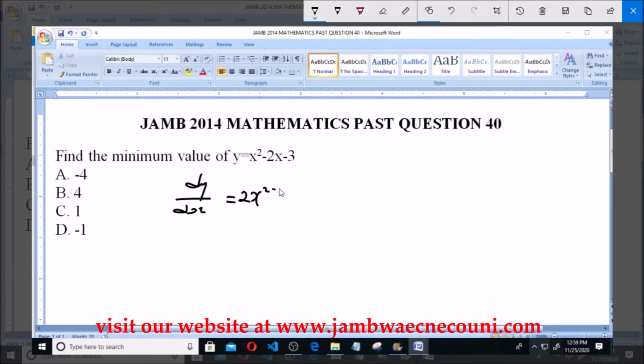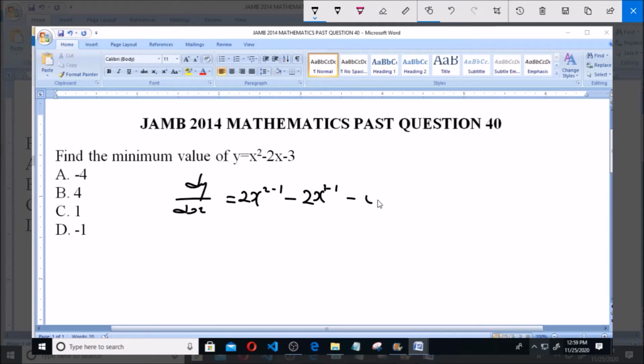2x raised to the power of 2 minus 1, minus 2x raised to the power of 1 minus 1. Then since 3 is a constant, that will give us 0. So dy/dx is equals to 2x, that's 2 minus 1 will give us 2x, minus 2, because 1 minus 1 will give us 0, and x raised to the power of 0 is 1. So we have 2x minus 2.